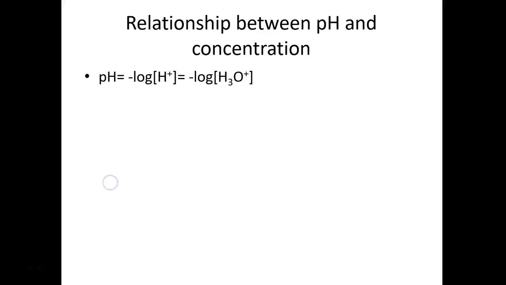Okay, so the relationship between pH and concentration. Well, pH is defined as the negative log base 10 of hydrogen ions or the negative log base 10 of hydronium ions. Remember, those two things, hydrogen and hydronium, are interchangeable. This means that if we know the pH and we want to calculate the hydrogen ion concentration, we just take the inverse log, or raise 10 to the negative pH.